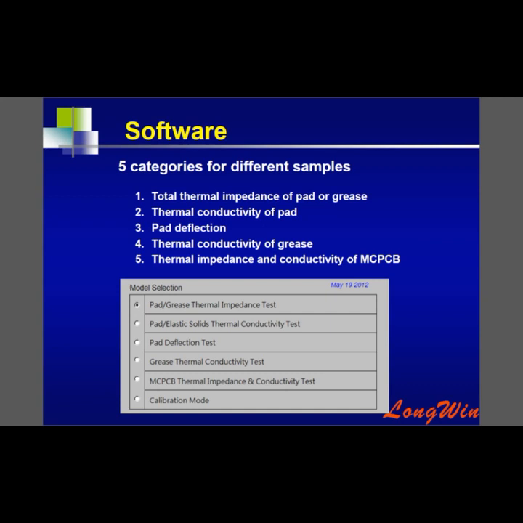The second mode is the measurement of thermal conductivity, basically for the thermal pad. So we need to have 3 different thicknesses of the same sample, and we know the correlation between thermal impedance and the thickness, and then we can calculate the thermal conductivity.